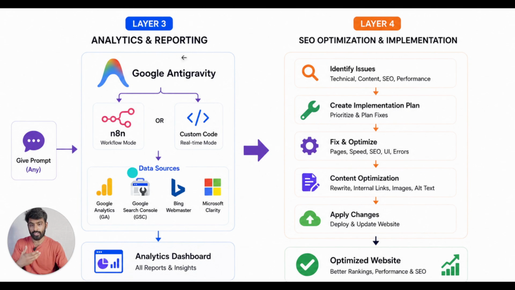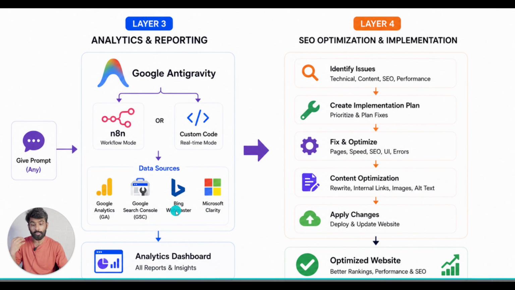You need to connect with your Antigravity or with N8N, right? So that you can start getting the data, and also you need to go to Bing Webmaster to get the API key, right? So that you can access Bing Webmaster and Microsoft Clarity.